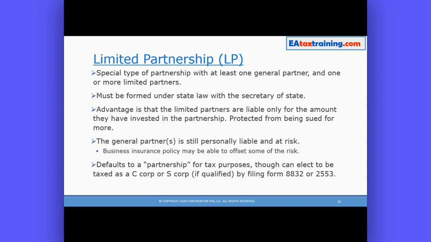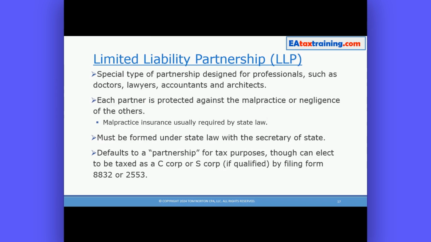This defaults to a partnership for tax purposes, though a limited partnership can elect to be taxed as either a C corporation or an S corporation if they are qualified. And we'll talk a little bit more about that later.